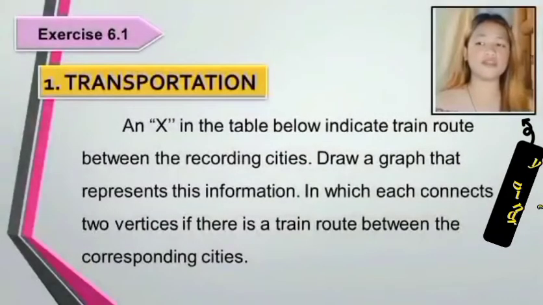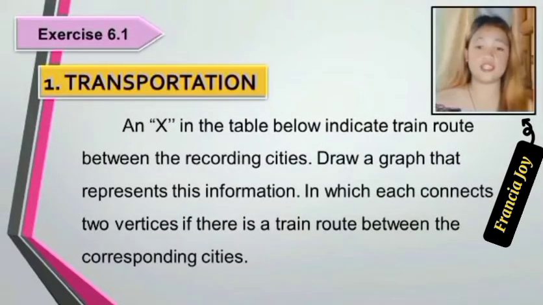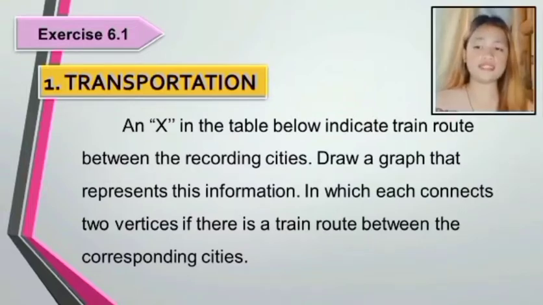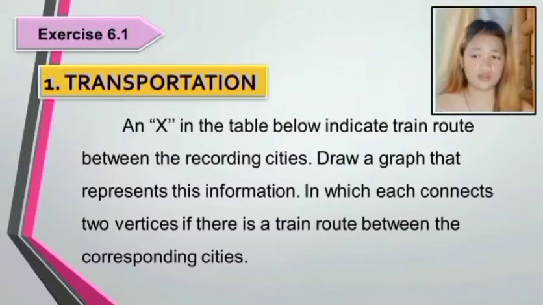Hi everyone, now I will discuss exercise set 6.1. Number 1, transportation. The table below indicates train routes with corresponding cities. Draw a graph that represents this information in which each vertex represents a city and an edge connects two vertices if there is a train route between the corresponding cities.